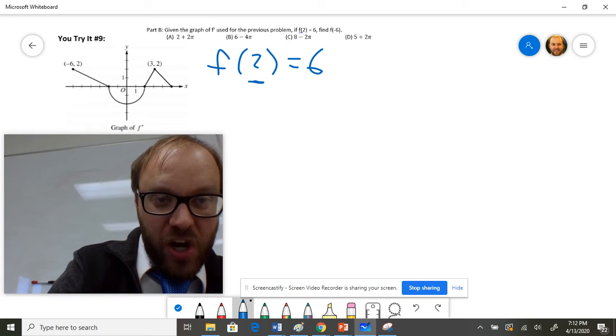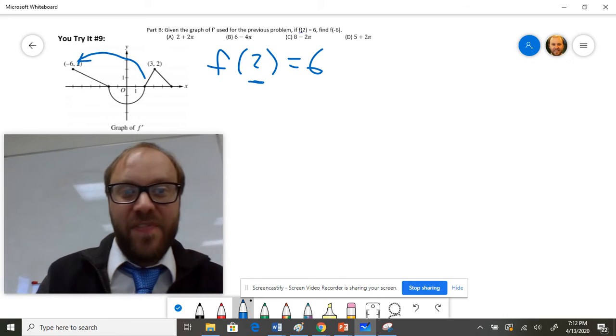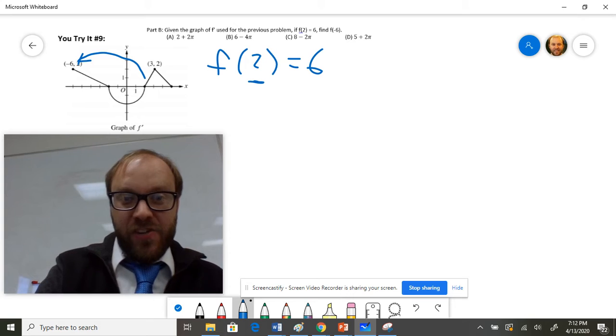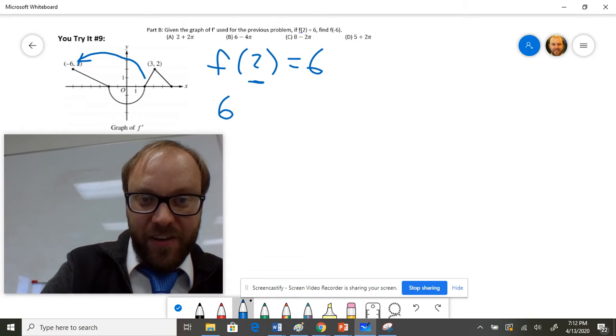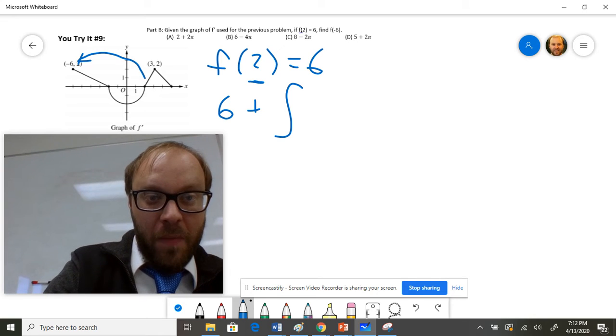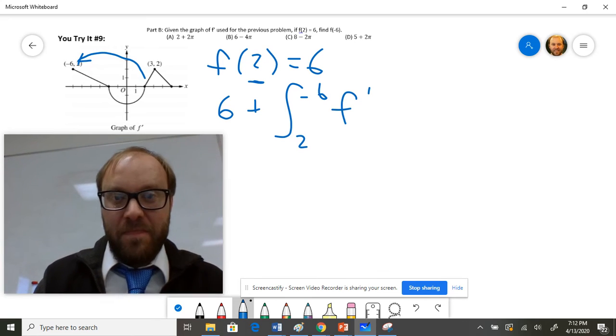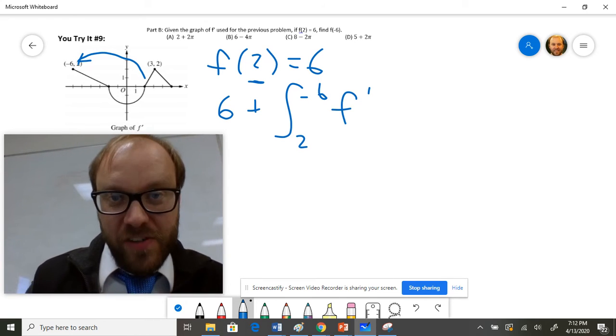Now, here's the challenge. We're going from an x value of 2 back to an x value of negative 6. Okay, so remember, you're always starting out at your initial value. So you're starting out at 6, and we're going to be taking the integral from 2 back to negative 6 of that derivative function. Okay, so the bounds are backwards from what we're used to doing.